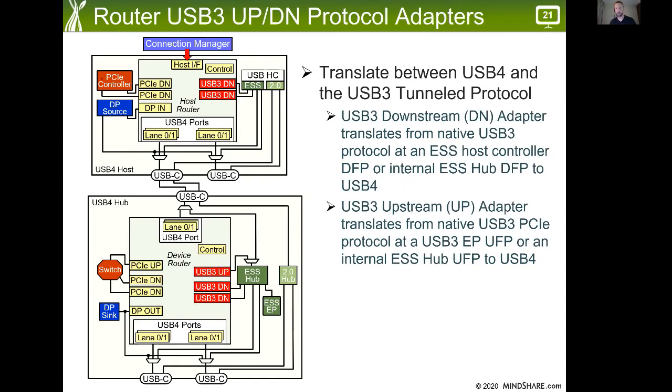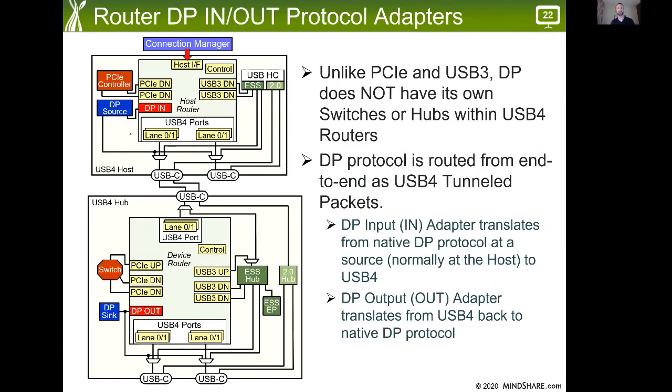The same is true with USB 3. So we are sending native USB 3 traffic here, native USB 3 traffic here. But as it crosses the actual interface, it's not native USB 3. It's going to be USB 3 tunneled inside a USB4 packet. And I'm going to show that here in just a second. And DisplayPort's going to be the same way, so the DP in and DP out.